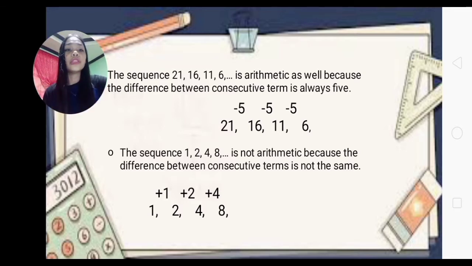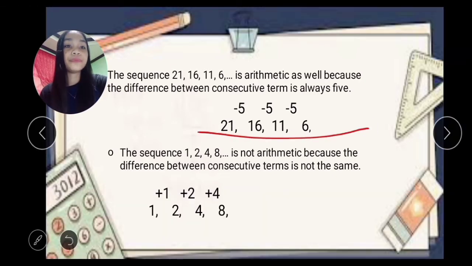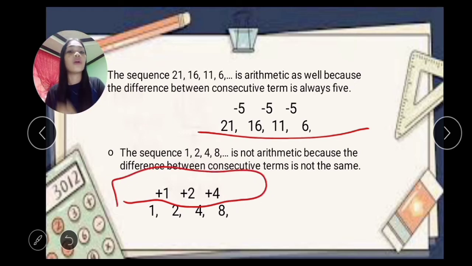So, tulad nito. 21 minus 5 equals 16, 16 minus 5 equals 11, 11 minus 5 equals 6. Next naman. The sequence 1, 2, 4, 8 is not arithmetic because the difference between their consecutive terms is not the same. Hindi siya matatawag na arithmetic, kasi hindi pareho yung difference ng mga consecutive term nila.